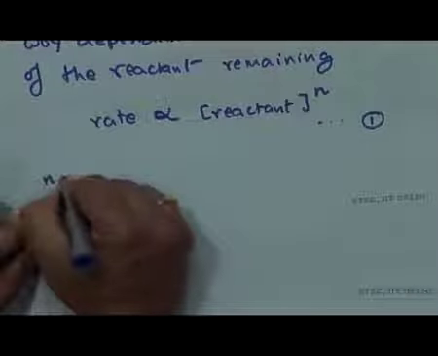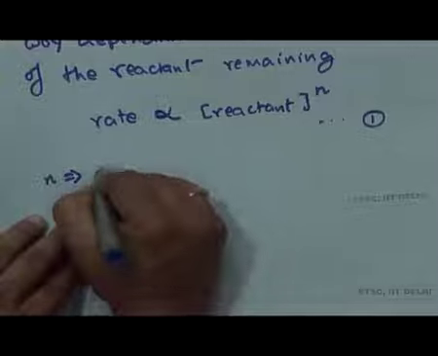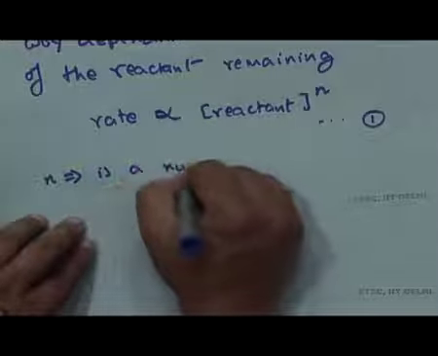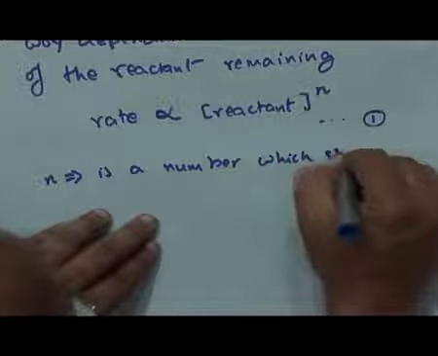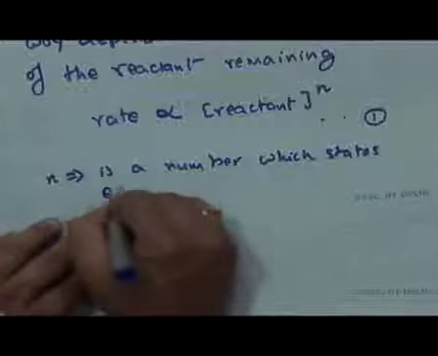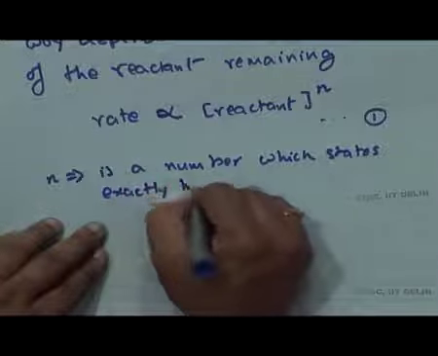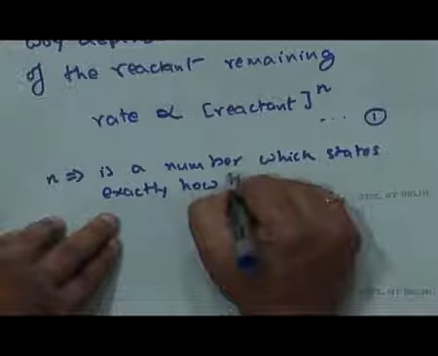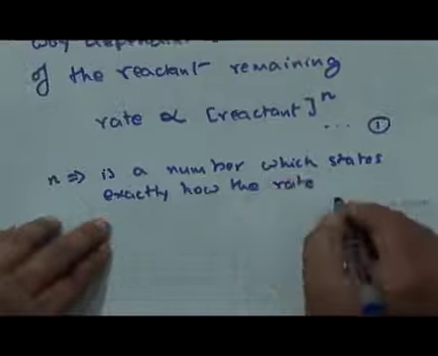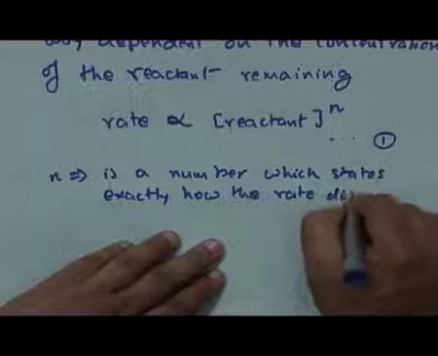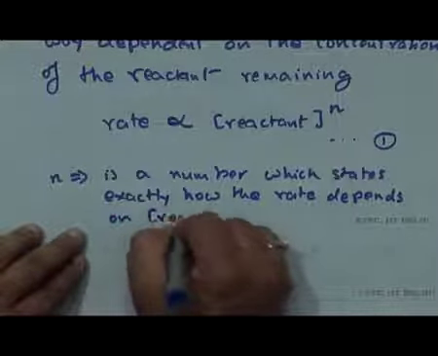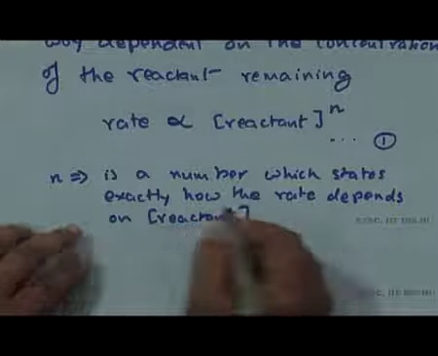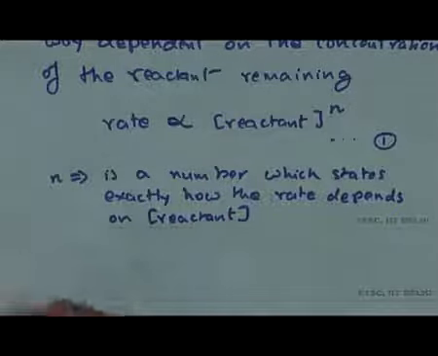So, what is n? n is a number which states exactly how the rate depends on the reactant concentration, right. So, this is important, it states exactly.